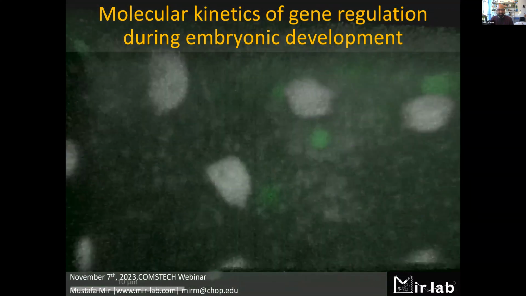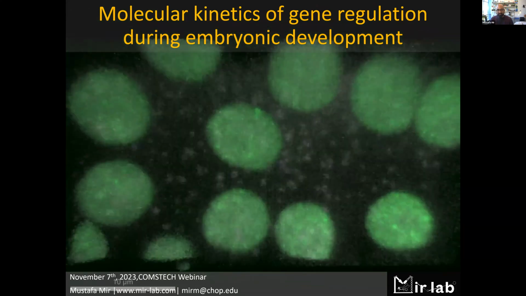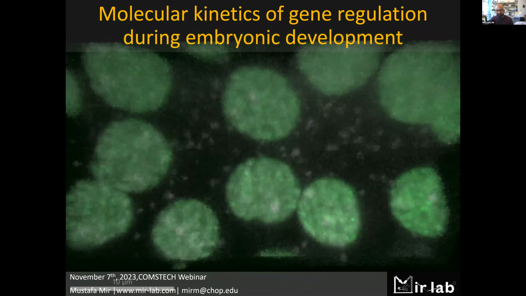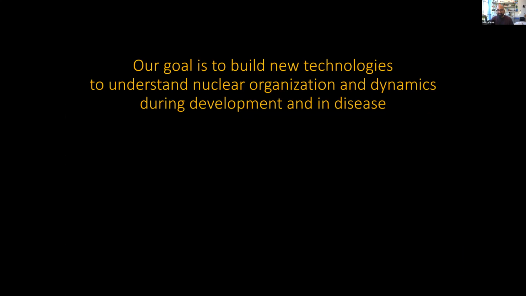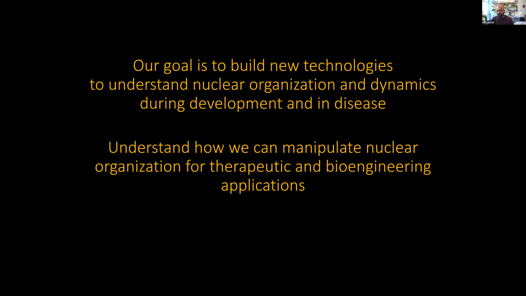I'll try to keep an eye on it as we go along, so we can address them to make sure everybody's understanding the material. So the goal of my lab is to build and apply new technologies to understand how the nuclei within living cells are organized, how this organization changes during embryonic development, and how it might go wrong in disease. And I'll explain what I mean by this. The end goal is that if we understand this in a quantitative and mechanistic fashion, we can then manipulate this nuclear organization for therapeutic and bioengineering applications.